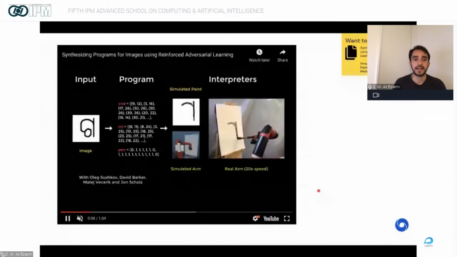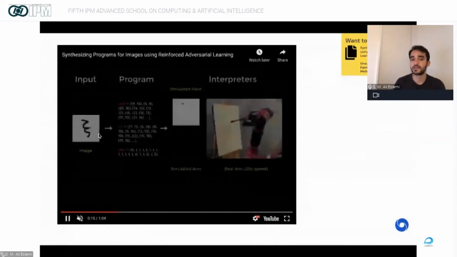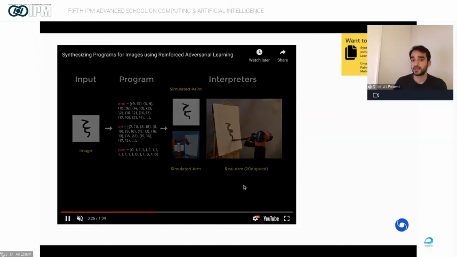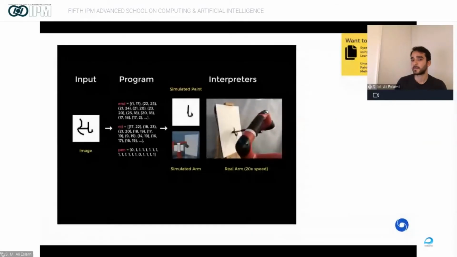So here's an example of the system in action. We've trained it on handwritten characters, and it represents that character as a sequence of movements of a brush. And that sequence we can either just use to reconstruct the image, or we can actually send it to a real robot with a real paintbrush and produce that image.